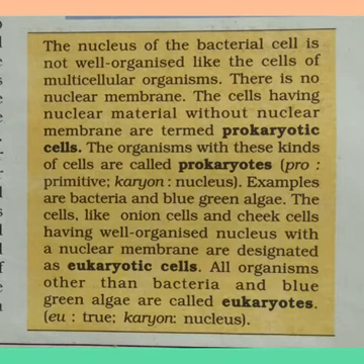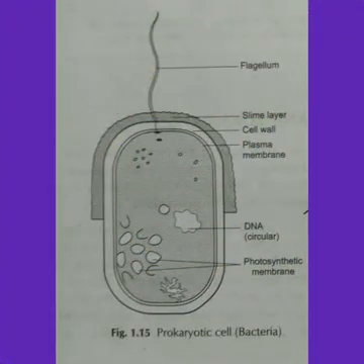Students, the structure of the nucleus is not the same in all types of cells. For example, the nucleus of the bacterial cell is not well organized like the cells of the multicellular organism. There is no nuclear membrane, and the cells having nuclear material without a nuclear membrane are termed prokaryotic cells. And the organisms with these kinds of cells are called prokaryotes. Examples are bacteria and blue-green algae.